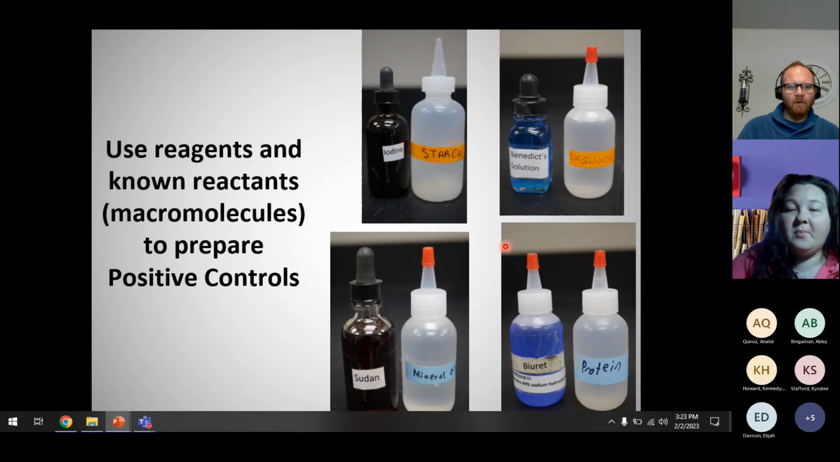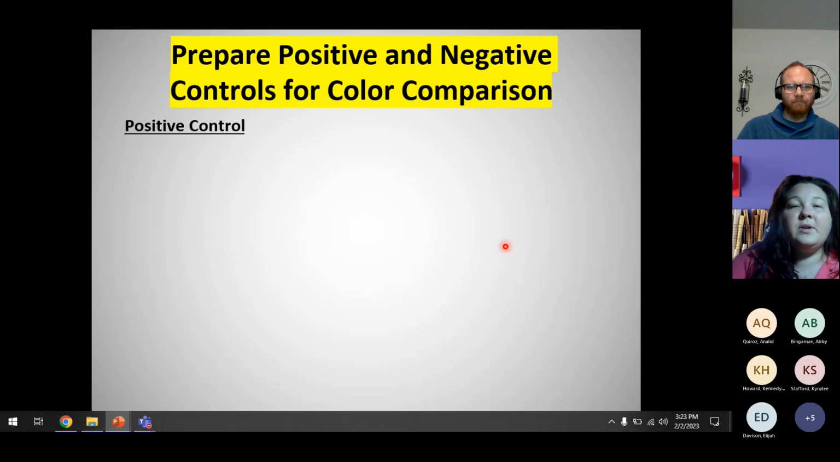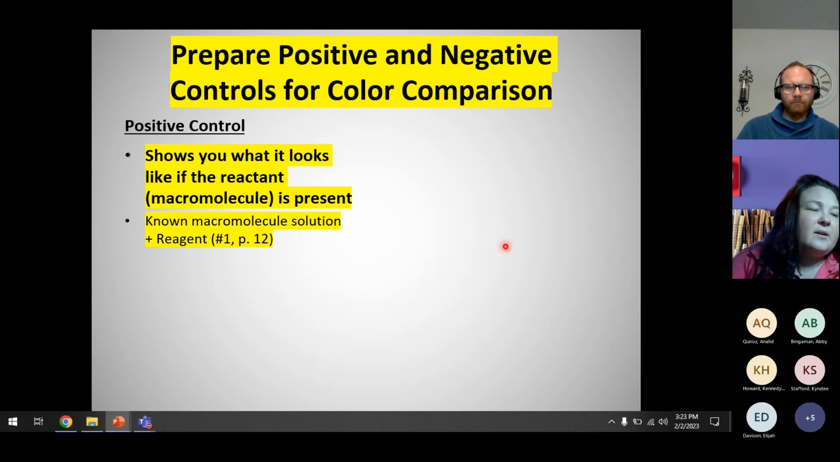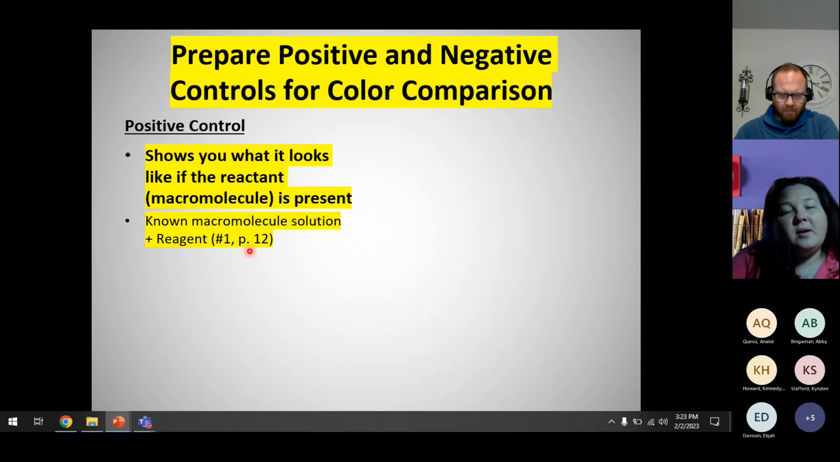We're going to pair these up to prepare positive controls. What you're going to do, well, you won't do it, but you would make a positive control, which shows what it looks like if the reactant is present. And question number 1, I think it's on page 12 of your handout. And if you're using the typed up version, I guess it's on the first page. The positive control is made by taking a solution of the known macromolecule and adding a reagent. And that is the answer to the first part of number 1 on page 12.